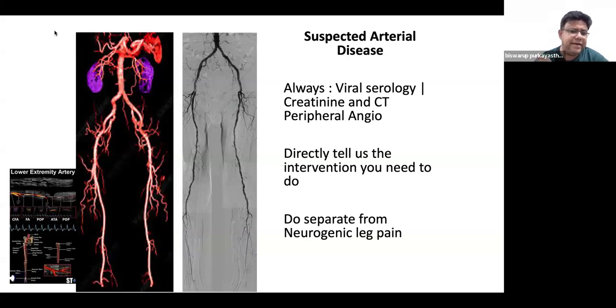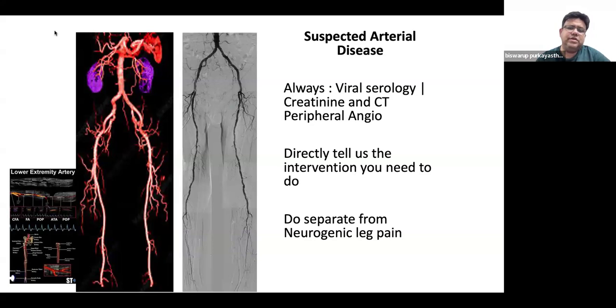So if you're suspecting a peripheral arterial disease, leg pain, occlusion in the lower limb arteries, some atherosclerotic changes, the first thing you should do is get a viral serology, get a creatinine clearance, and do a CT peripheral angio. You will need the viral serology and the creatinine to put the patient through the peripheral angiogram where he will be injected with dye. The viral serology will also more often than not give you an idea if there is a viral etiology.